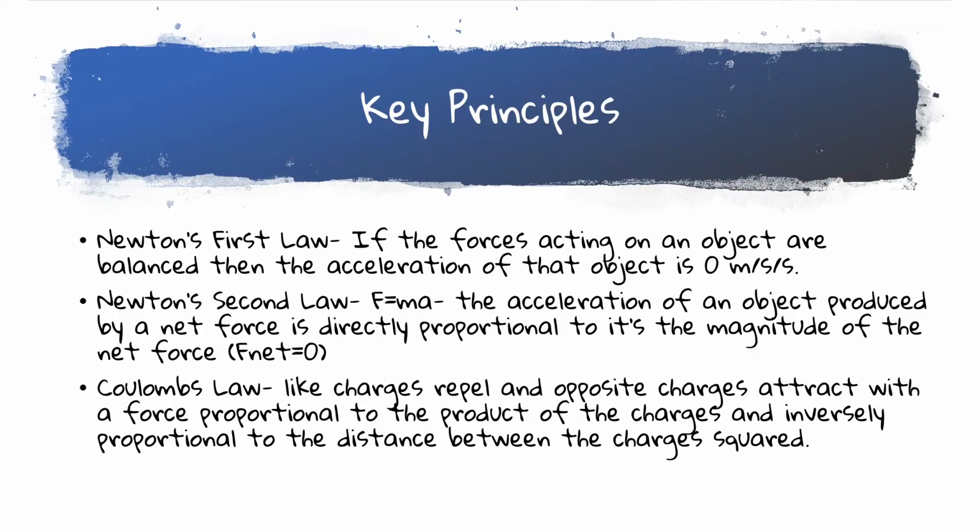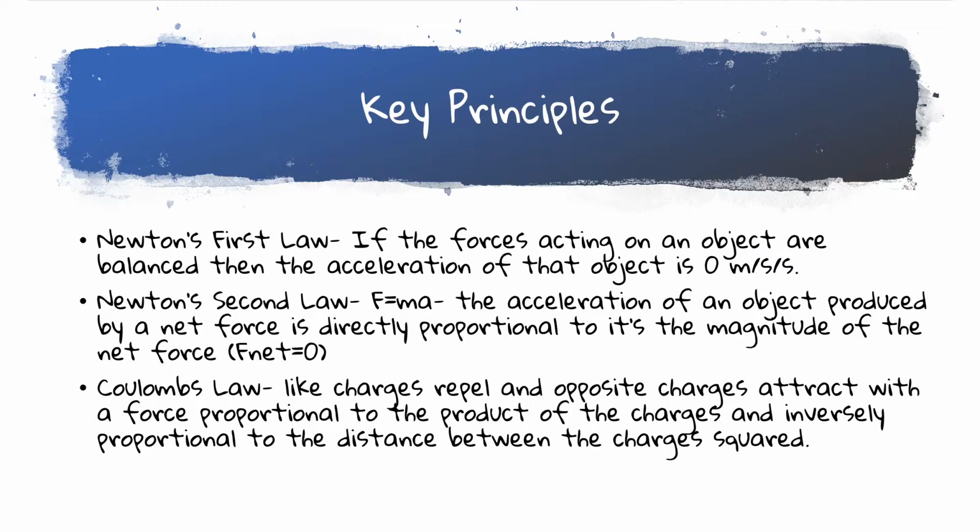So some key principles that I wanted to point out to start: Newton's first law is that if the forces acting on an object are balanced, then the acceleration of that object is zero. I'll show this in more detail later, but basically when the top tape is suspended motionless above the bottom tape, the acceleration is zero. So that means that the forces acting on the piece of tape are going to be balanced.